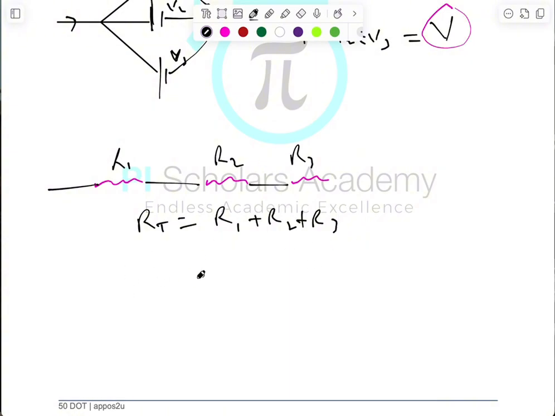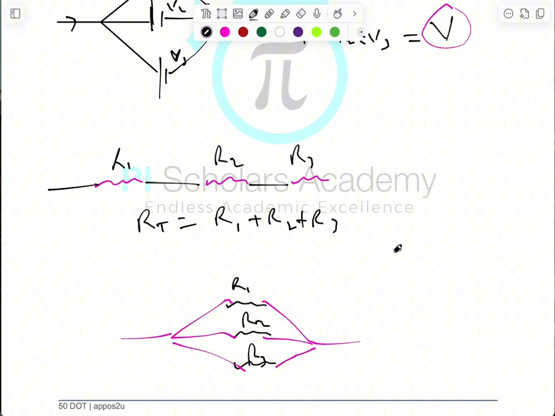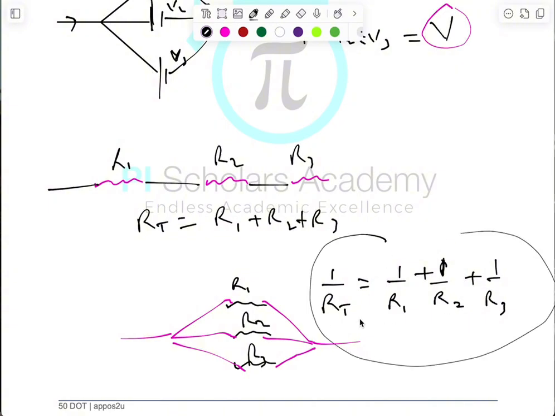Then if you have resistors in parallel, you have something of this nature, with your R1, R2, R3. What happens is that the inverse of the total resistance equals the sum of the inverse of each of those resistors: 1 over R1 plus 1 over R2 plus 1 over R3. You solve this whole thing and solve for your R total. That's how you handle resistors in parallel.